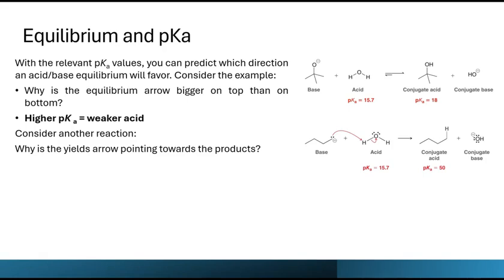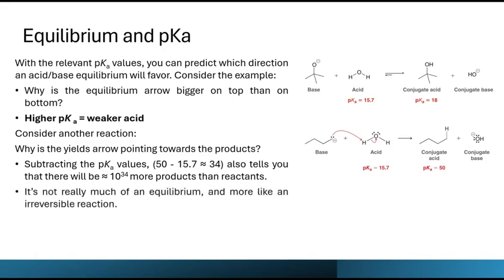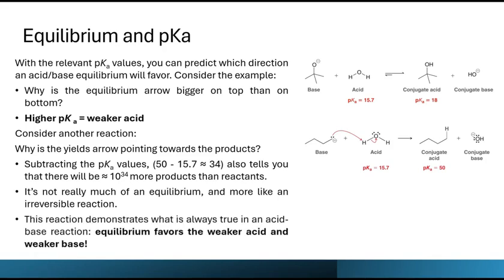If we consider that difference in pKa's, there's going to be 10 to the 34 more products than reactants, pretty much saying that we have almost no reactant left at all. It's probably so small we wouldn't be able to detect it. It's not really much of an equilibrium and more like an irreversible reaction. This reaction demonstrates what has always been true in an acid-base reaction. Equilibrium favors the weaker acid and the weaker base.